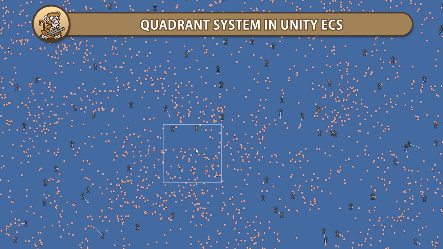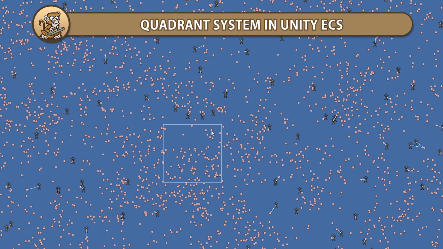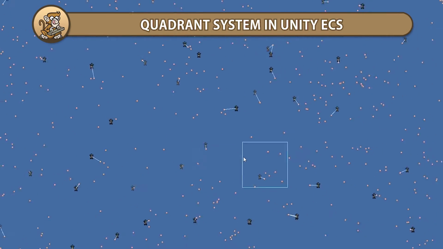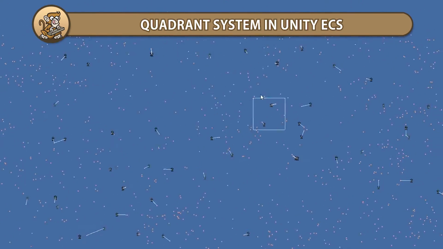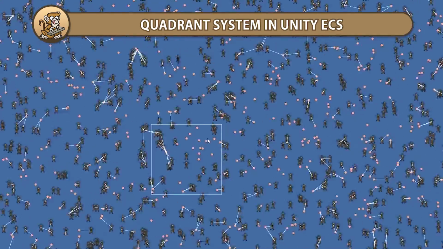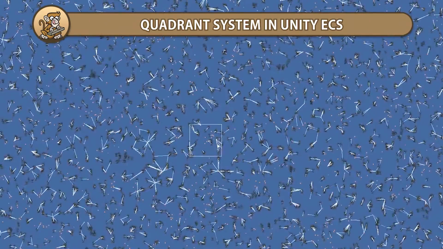In this video, we're going to create a quadrant system in Unity ECS. A quadrant system helps us group nearby units into quadrants. That allows for massive performance for any algorithm that requires finding neighbors, since we don't need to cycle through every single entity, but rather only the ones nearby. Let's begin.